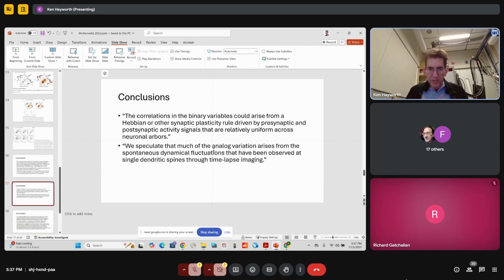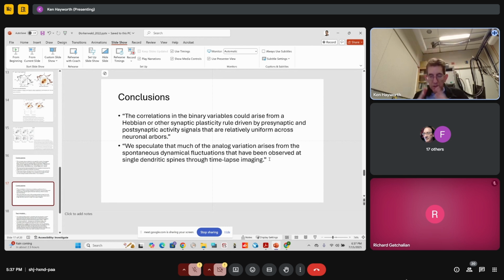right? You could think, my God, why would there be such large differences in sizes of these synapses if what they really need is just a small and a large? And they say, we speculate that much of the analog variation arises from spontaneous dynamical fluctuations that have been observed at single dendritic spines through time-lapse imaging.